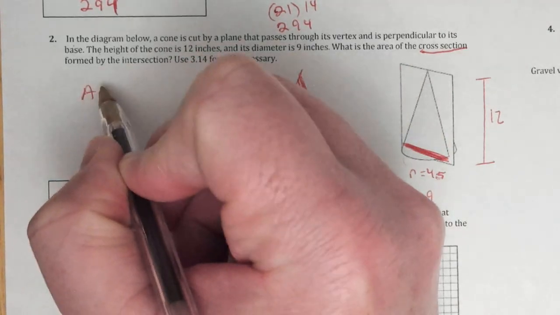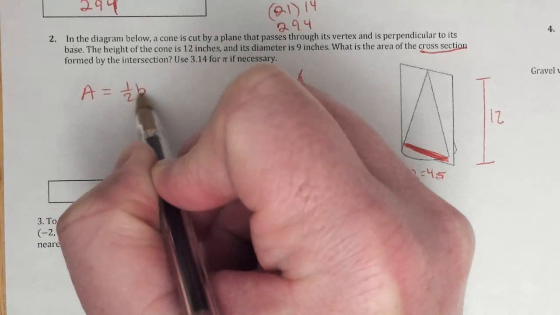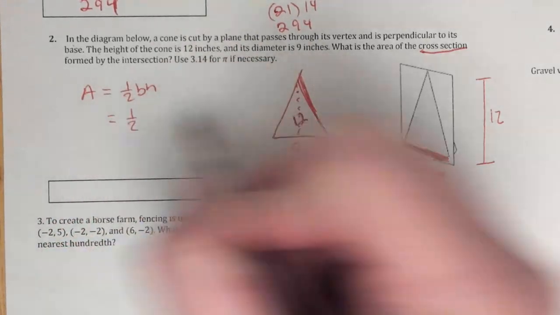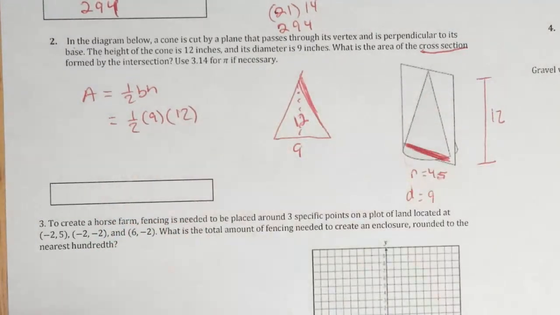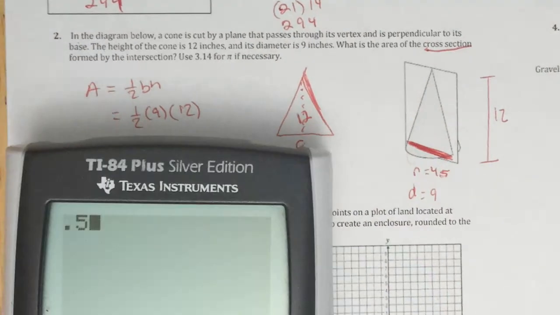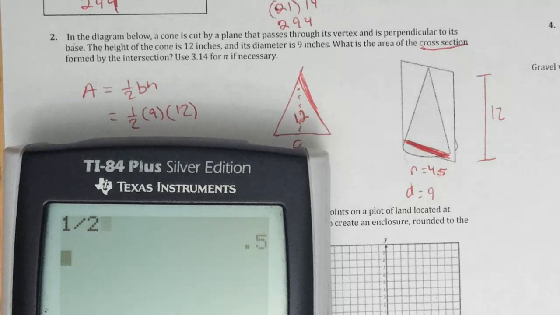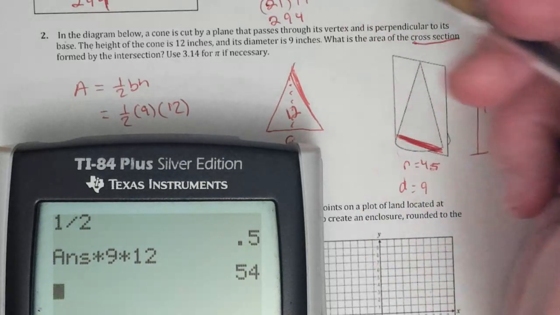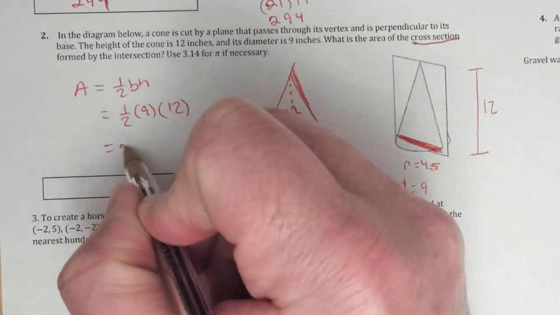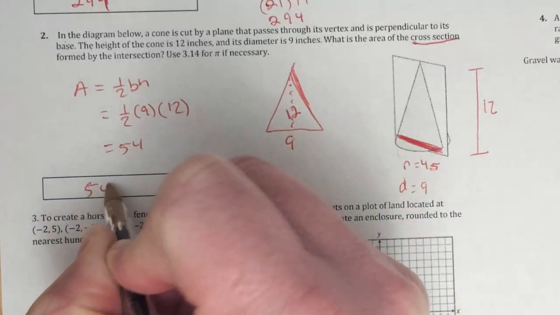So the area of a triangle is 1/2 base times height. So that's 1/2 times 9 times 12. So with my calculator, if I do 1/2, that's really just 0.5, right? So times the 9 times the 12, and I get 54. And that's our final answer.